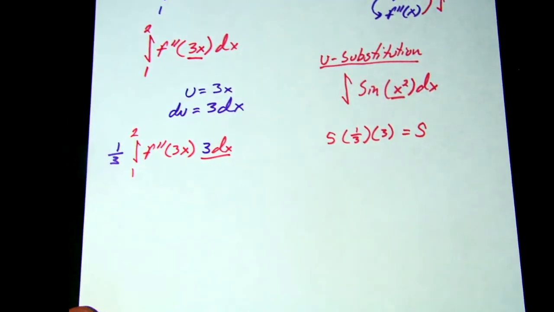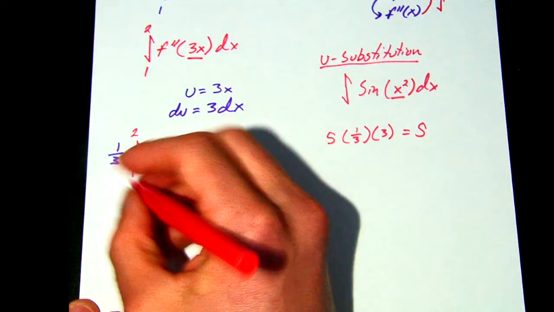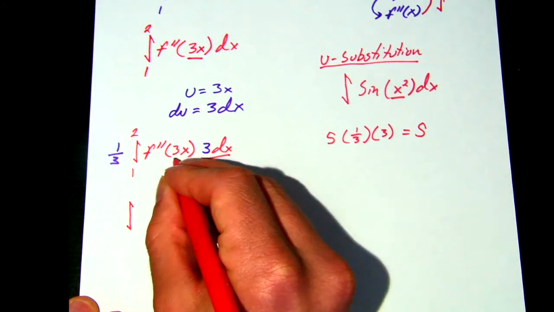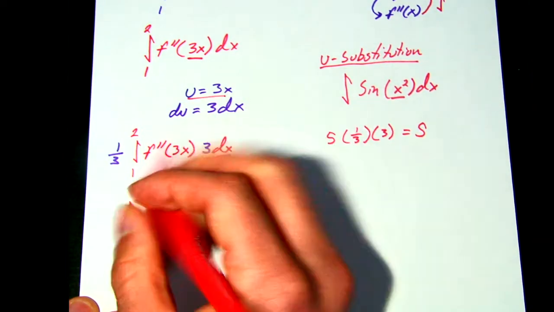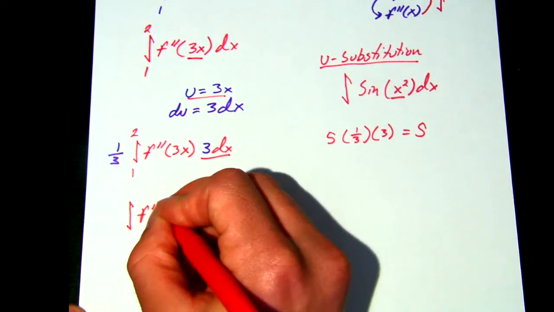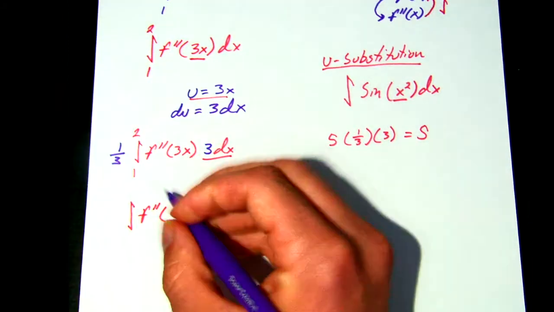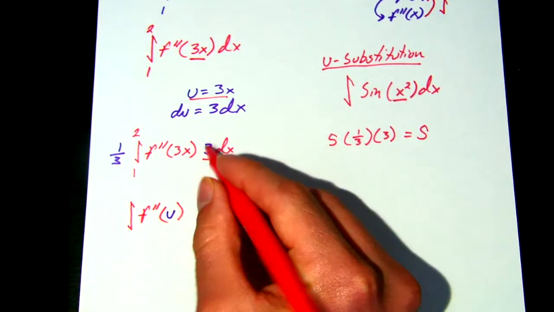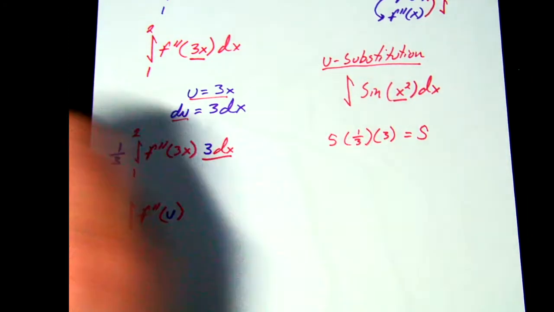Now I'm going to do my u substitution. So I have the integral. 3x is going to be my u. So f double prime of u, 3dx is my du.